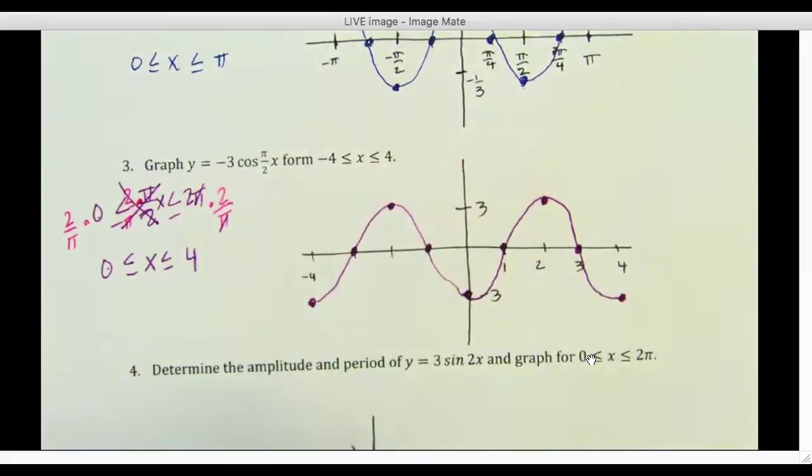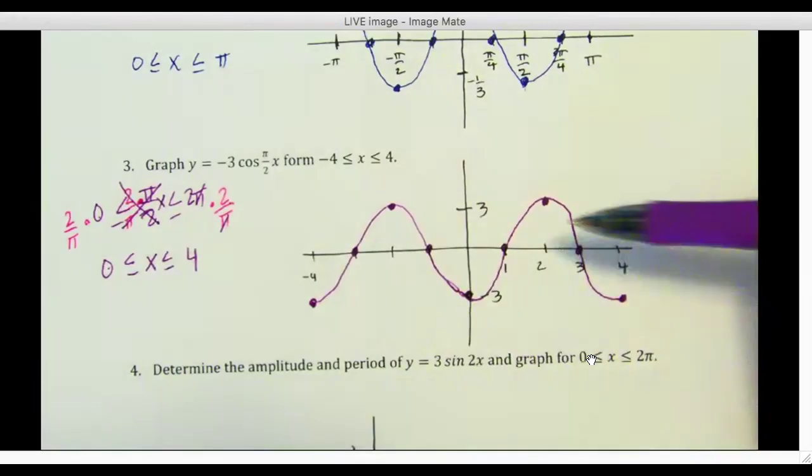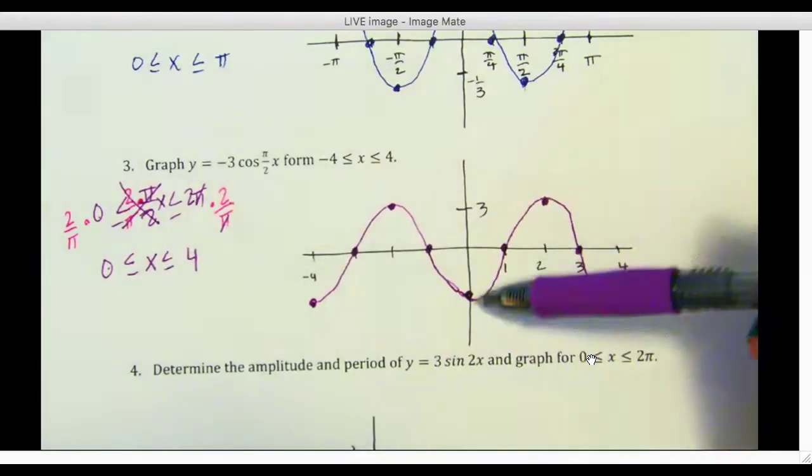And there's our graph. So you can see that my graph itself is not actually changing from one example to the next very much. What's changing is how I label my x-axis and then my amplitude.